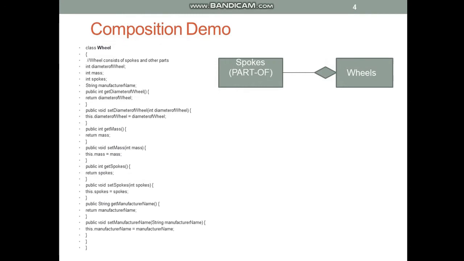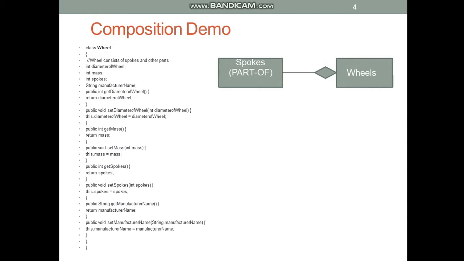Composition means it comprises of, or there exist several parts of the main part. So there are two parts, there are wheels, there are spokes. What I've done is, a class is there with the diameter of the wheel, mass, spokes, and manufacturer name. These are the attributes of the wheel. So the wheel consists of all these attributes, we can say.